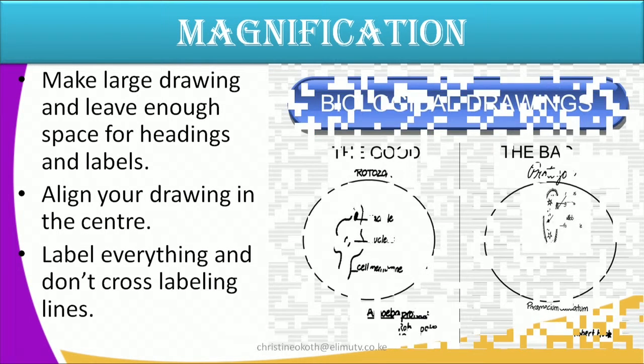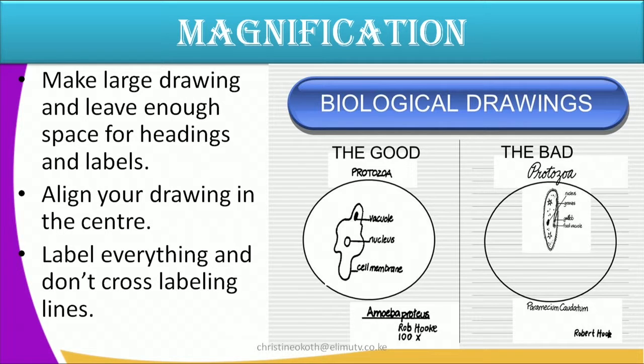So the next thing that you have to consider, you should make large drawings and leave enough space for heading and labeling. If you are given a piece of paper, make sure you use that piece of paper well. So make sure that your drawing is large enough to be seen and not very small also. Then you should align your drawing in the center. You're given a piece of paper, make sure that your drawing is aligned to the center.